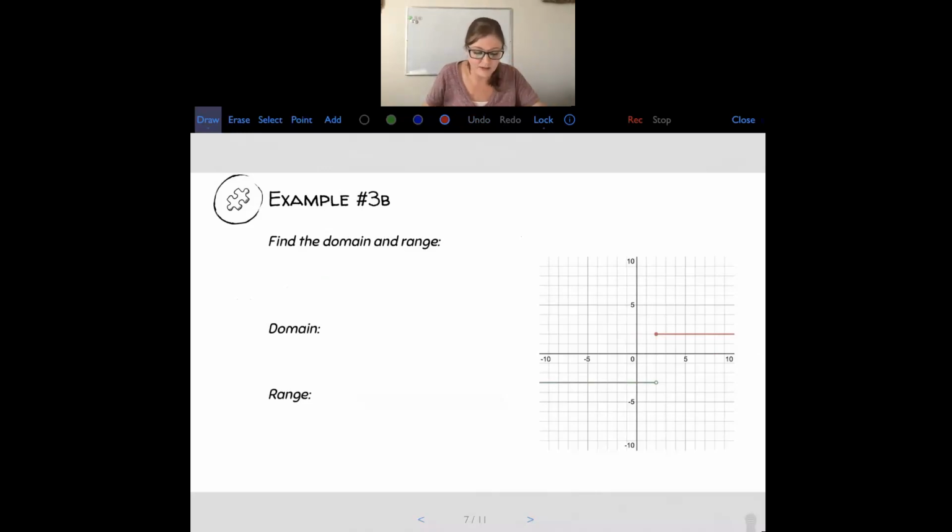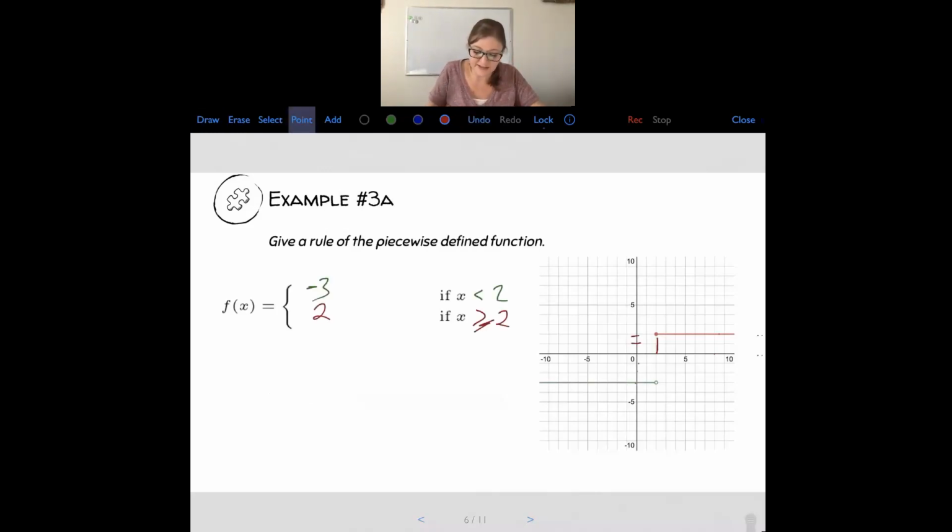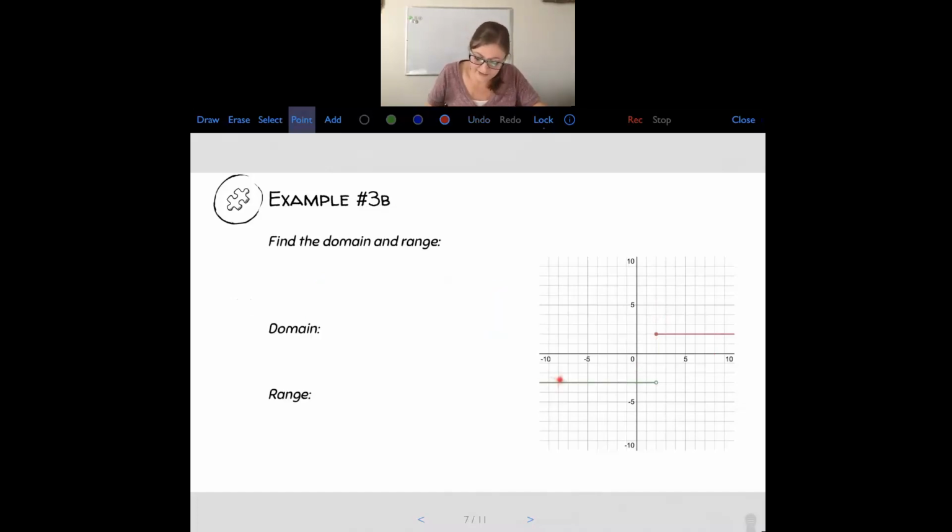So the domain, again, we start from left to right. You can even get it from the formula that we just wrote: every single x value is included, from negative infinity to infinity. Everything less than 2, everything greater than or equal to 2. But if you look at the graph again, left to right, there's an open circle here, but it's closed here, so 2 is in the domain, and it keeps going. So our domain is negative infinity to infinity.